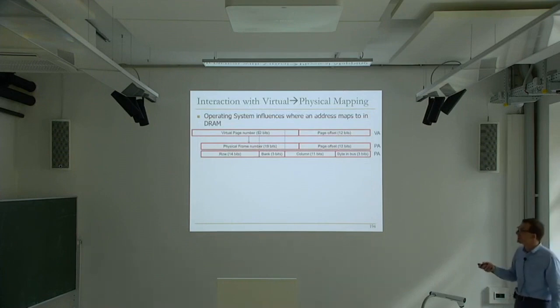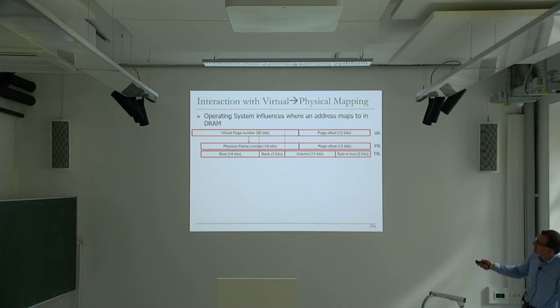Basically, the operating system can influence where an address is mapped to in DRAM. Why? Because whenever you go through the virtual memory system, you translate a virtual address to a physical address. And that's under the control of the operating system, right? The operating system assigns a physical frame number to a virtual page number whenever it's doing the page replacement. The page offset remains the same, of course.